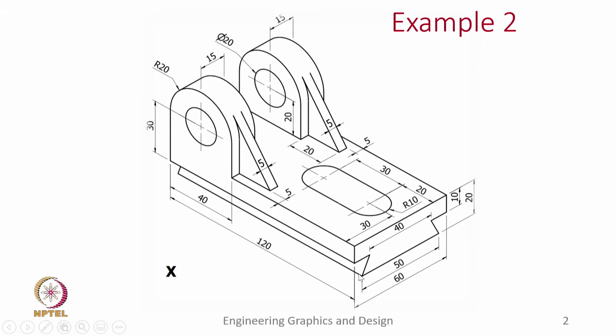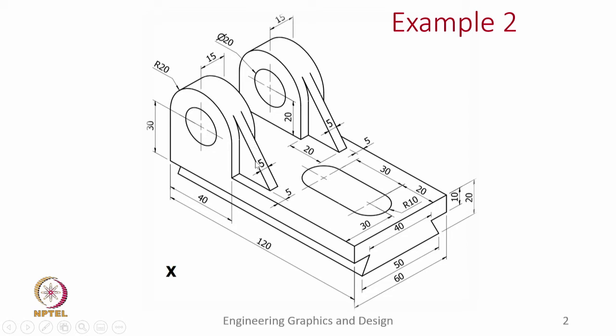So, this is example 2 where you have a base plate where this part or this feature needs to be cut out and there is a slot which needs to be cut out and there are two vertical members which are symmetric on either side of this base. And even in these vertical features we see there is a fillet, there is a hole and here is the rib that we are talking about.